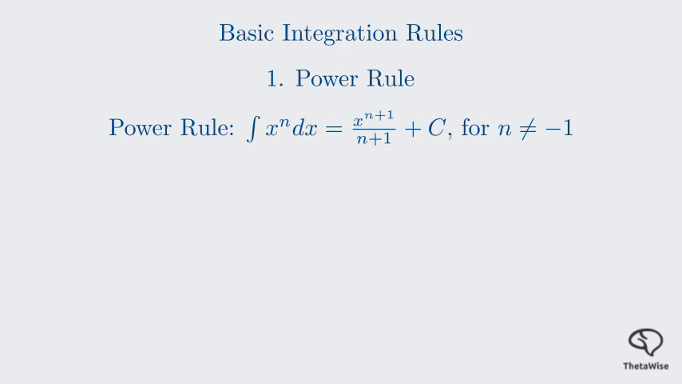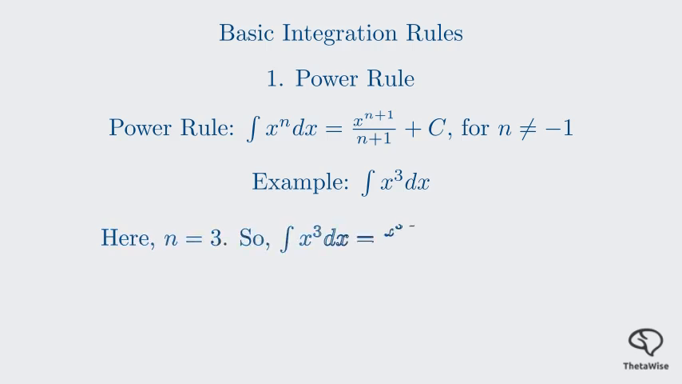Let's see it in action. What is the integral of x cubed? Here, n is 3, so we add 1 to the exponent to get 4 and divide by 4. The result is x to the 4th over 4 plus c.